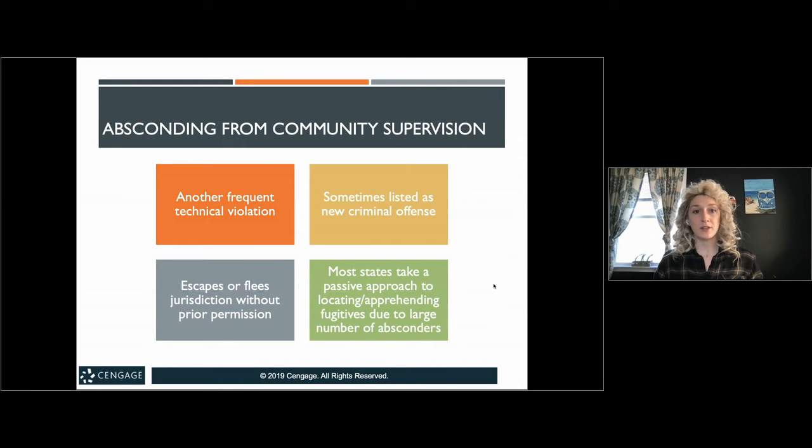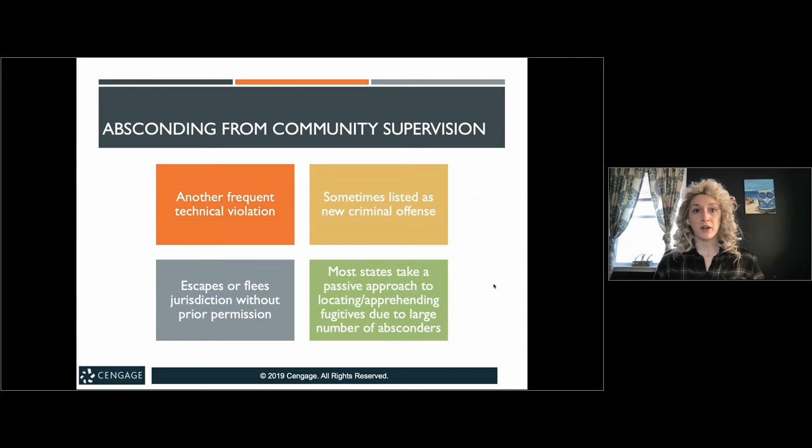This is considered a technical violation. However, sometimes in certain states, it can be listed as a new criminal offense, especially once that warrant is issued. This is when an individual either escapes or flees the jurisdiction without having prior permission. So typically when an offender is on community supervision, they're not supposed to leave the county that they live in. But we know that this is unrealistic at times. Say they work right outside of the county. Well, they should have prior permission for that.